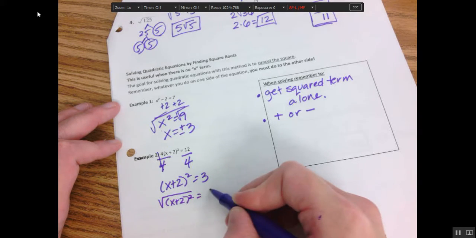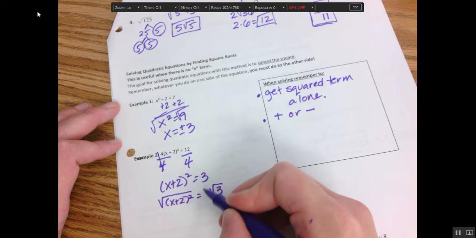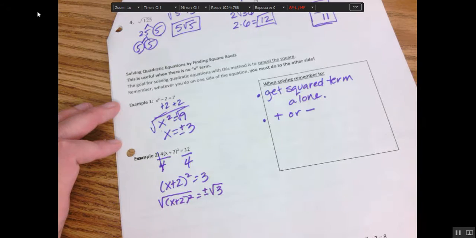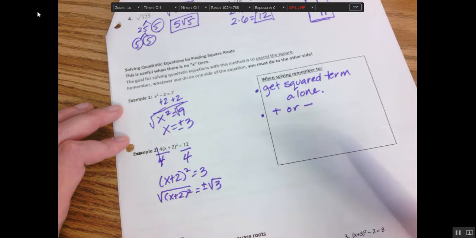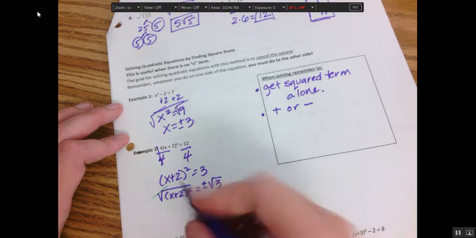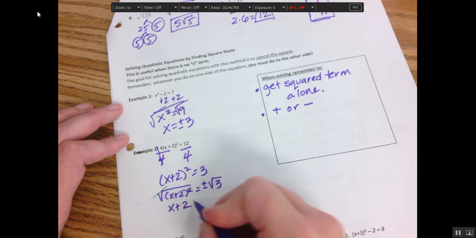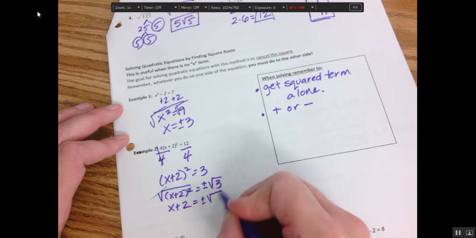And I'm going to do a square root here, but remember that every time I solve with a square root, I need a plus or minus. Alexa, is that what you did on your paper? Did you already get the plus or minus root 3 here? Yeah. Okay, so then my square and my square root on this side cancel out. So I have just x plus 2 equals plus or minus root 3.